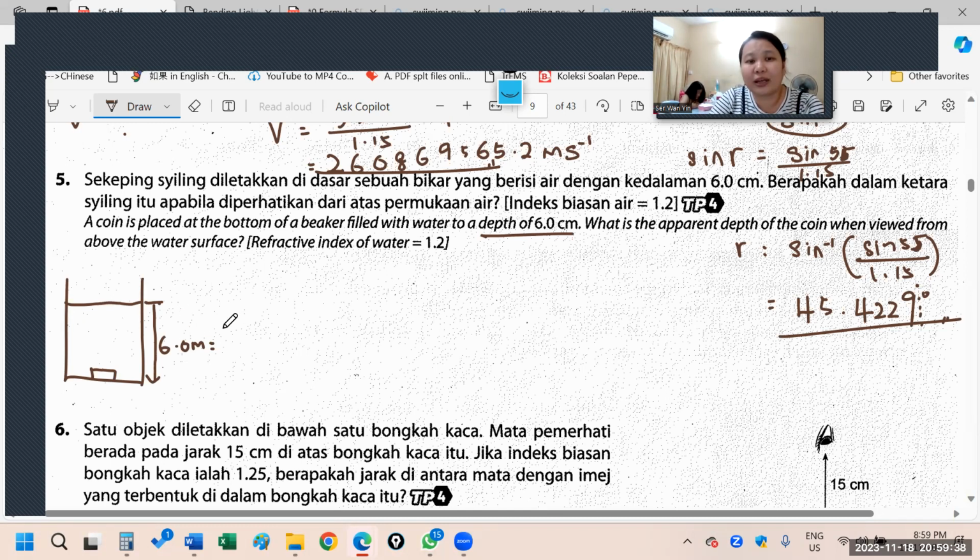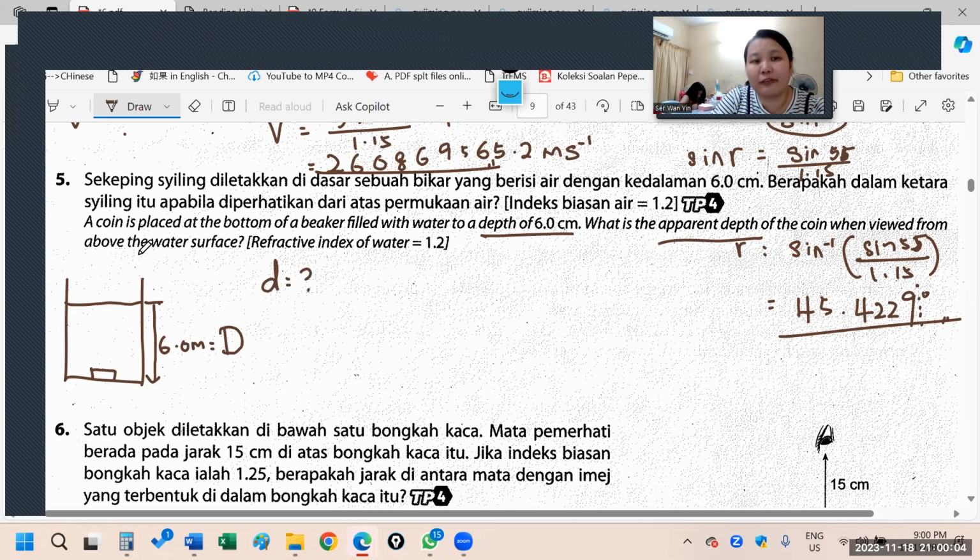So this is real depth. Real depth is a capital letter D. Yes, it's real depth, the real one. So how much water did you fill? It's the real depth. What is the apparent depth? So what is the small d of the coin when viewed from above? If your eyes view like that, what will be the apparent depth? So apparent depth is small d.